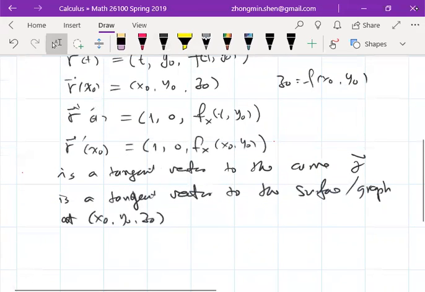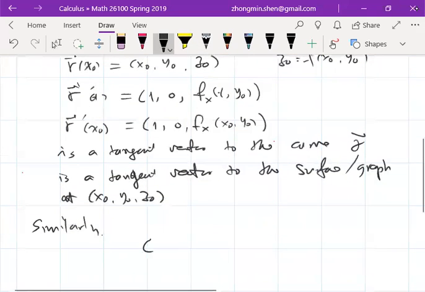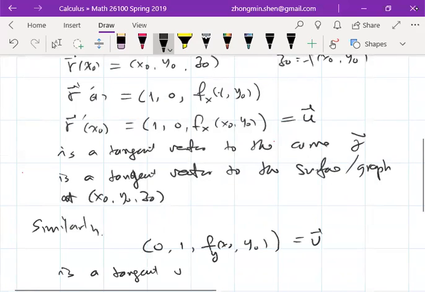Similarly, another vector 0, 1, f_y at x naught, y naught, where f_y is the partial derivative with respect to y, is also a tangent vector to the graph. Let's call the first one u and this one v. Both are tangent vectors to the surface, to the graph.